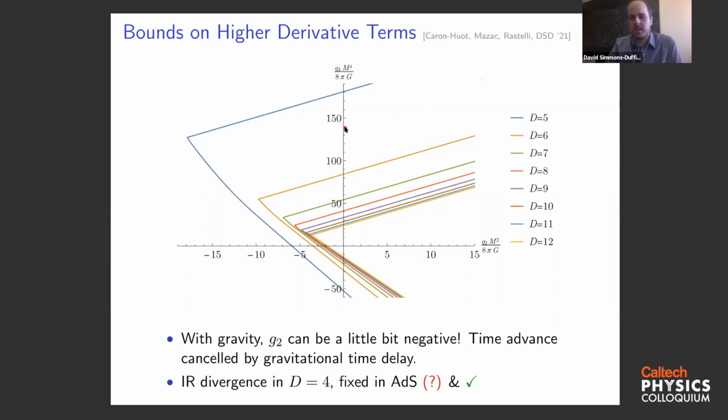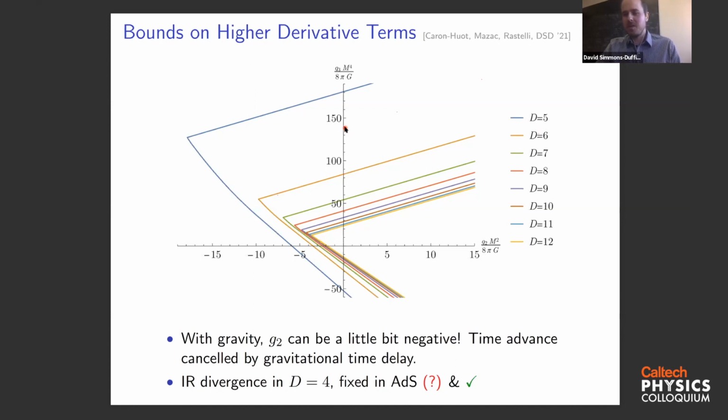And one of the interesting things is that with gravity, G2 can be a little bit negative. So you might remember this result that G2 is positive in QFT can be related to a kind of time machine experiment. The claim is that if G2 is negative, then it can lead to a time advance, and you could use that to build a time machine. But the intuition for this result is that gravity has a kind of inbuilt time delay, the Shapiro time delay, and that together the time advance from G2 is canceled by the time delay from gravity. It's difficult to take that intuition and turn it into a precise thought experiment. That's the problem with these time machine experiments. They just give parametric results. They don't give precise results. The precise result is this plot.